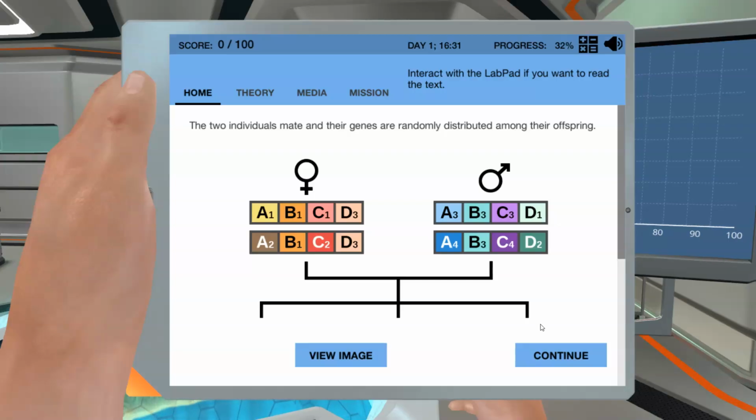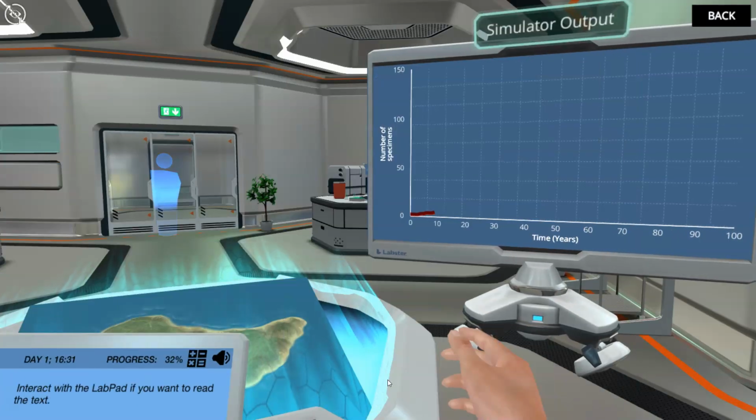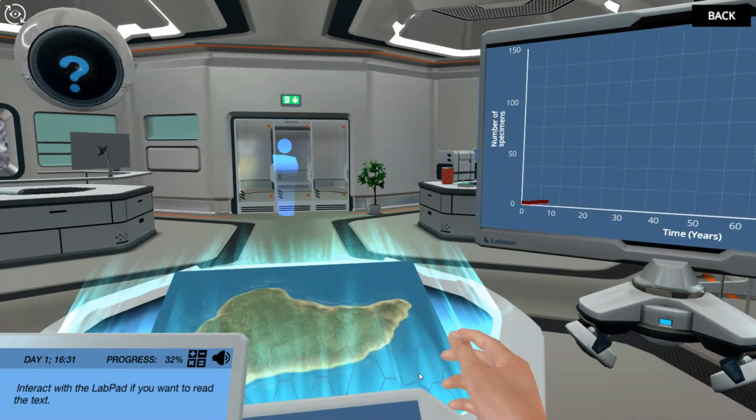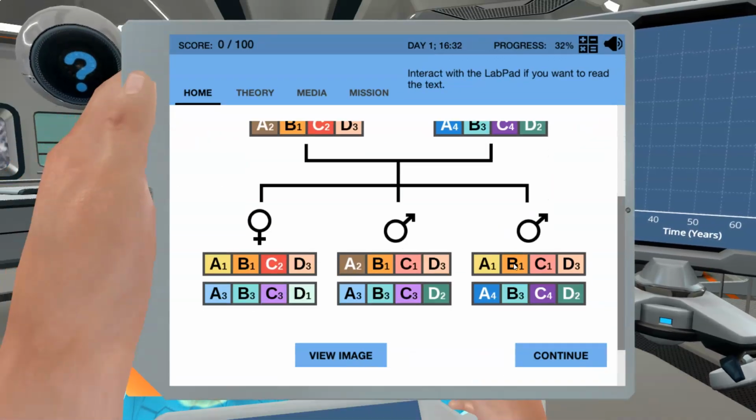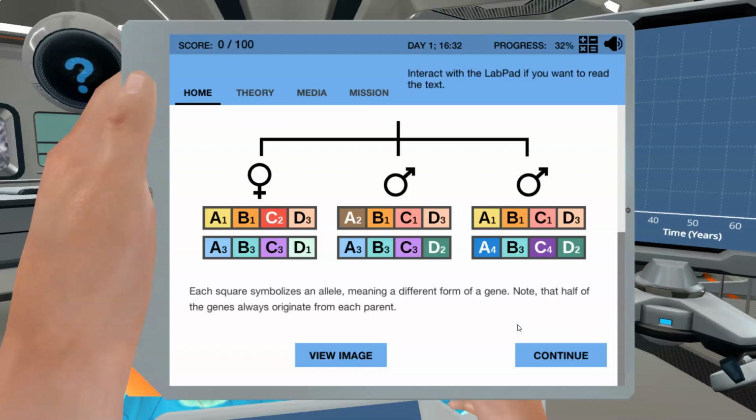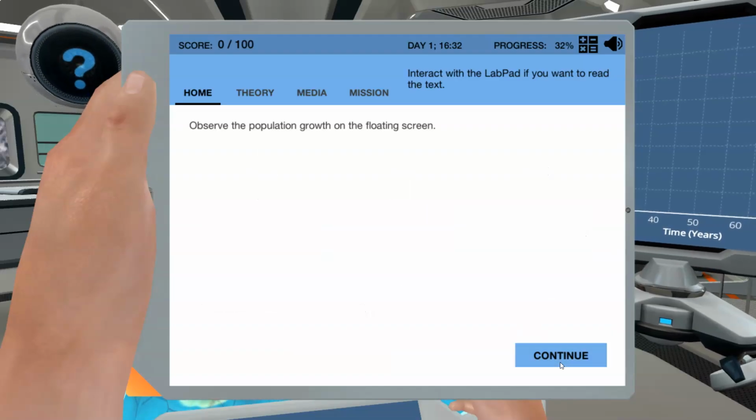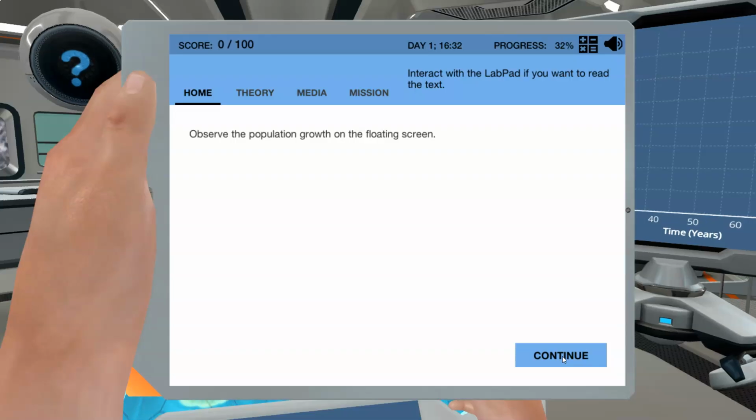The two individuals mate and their genes are randomly distributed among their offspring. Each square symbolizes an allele, meaning a different form of a gene. Note that half of the genes always originate from each parent. Observe the population growth on the floating screen.